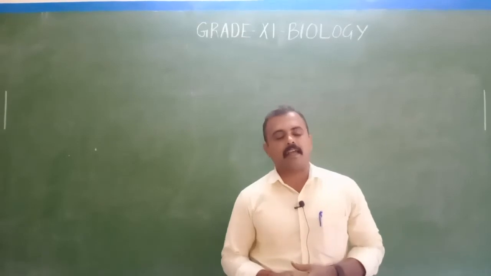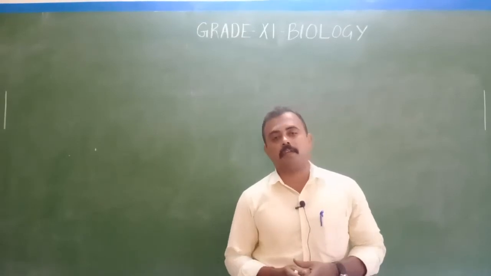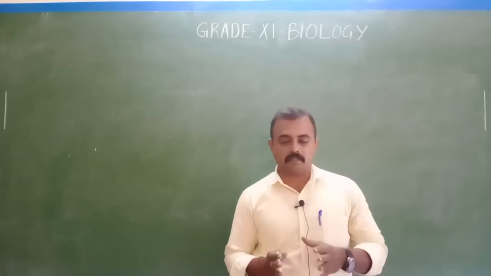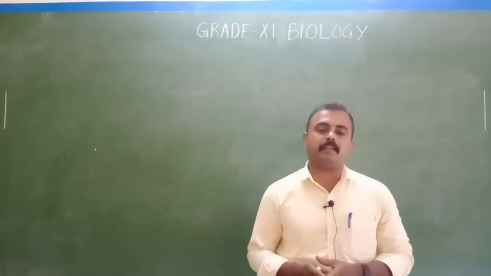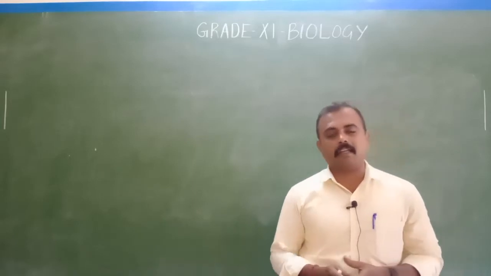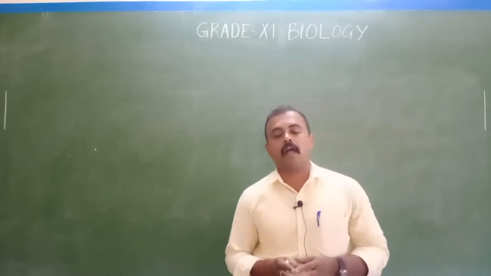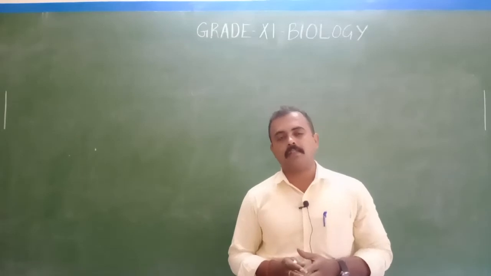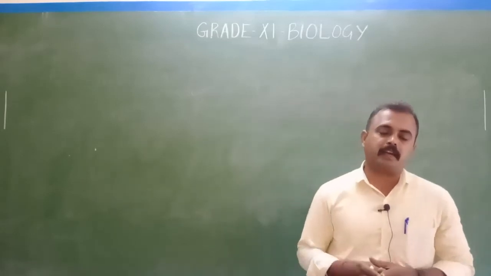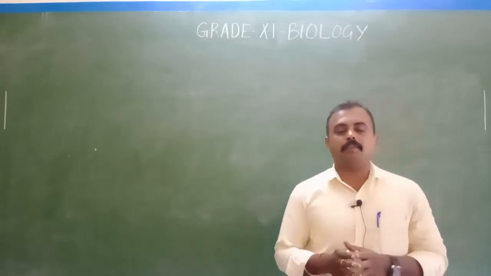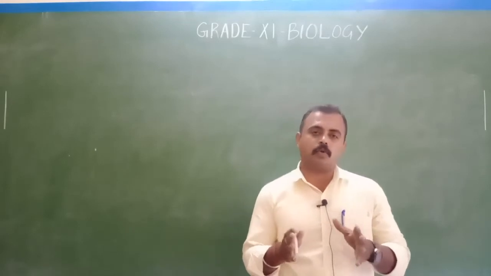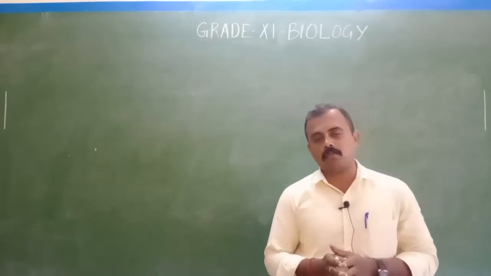In the previous video, we completed chapter 3, that is, the plant kingdom. In that plant kingdom, I talked about algae, bryophytes, pteridophytes, and gymnosperms. We have completed all these things. In that we have seen different divisions and classes. I hope you all understood the plant kingdom.